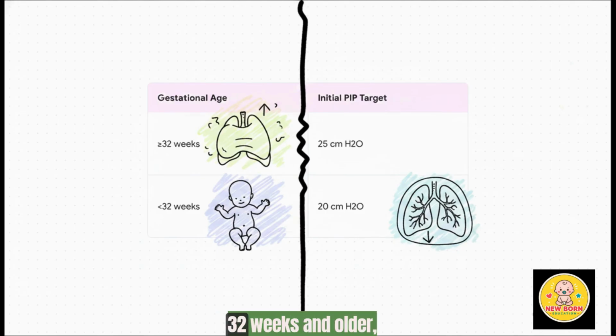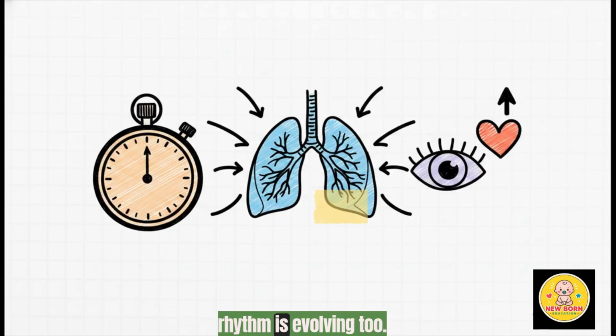For mature infants, 32 weeks and older, you jump right to an initial PIP of 25 to get that chest rising. But for the fragile, less compliant lungs under 32 weeks, you start strictly at 20 centimeters of water to protect them against barotrauma. Our rhythm is evolving too.